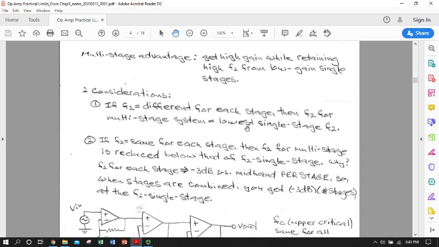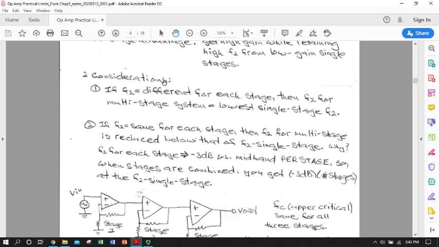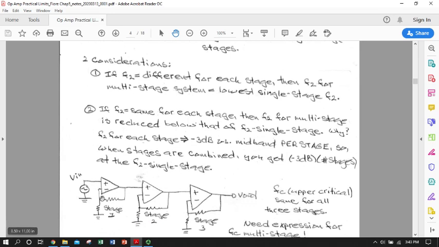So the next subject, or the next part of the same subject, is what happens when we go to multi-stage. What if we can't get enough gain with just one op amp, and how does this extension of the midband region work when we have more than one? Well, there are two different scenarios that we can have if we've got multiple stages.